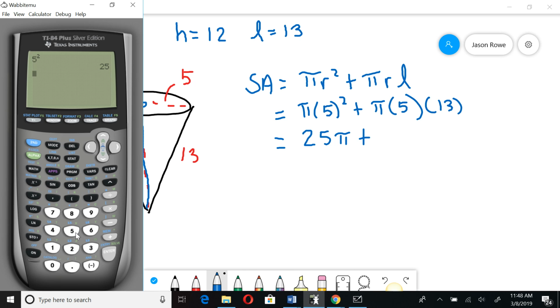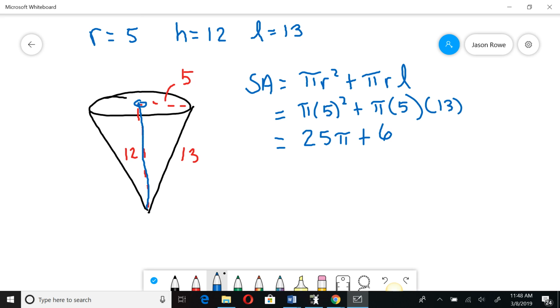And we're going to do 5 times 13. 65. So then we have 65 pi. And the reason I want you to do that is because it's a lot easier to deal with pi right at the end. So now these are like variables. So this will be 25 plus 65, which is 90 pi.